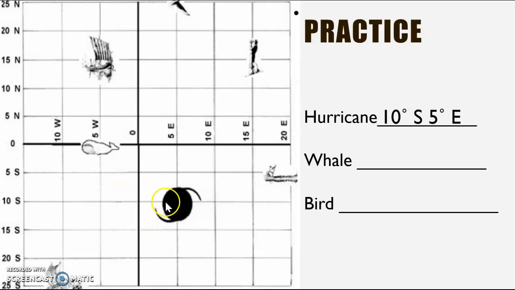So that should help. The hurricane is at 10 south and 5 east, right? The whale is at 0, which is neither north nor south, and 5 west. The bird, which is up in the corner here, is at 25 north and 5 east. So you need to be able to look at a map and locate something. We'll do a little bit of practice with that.